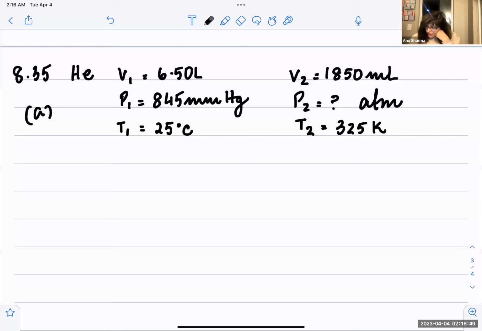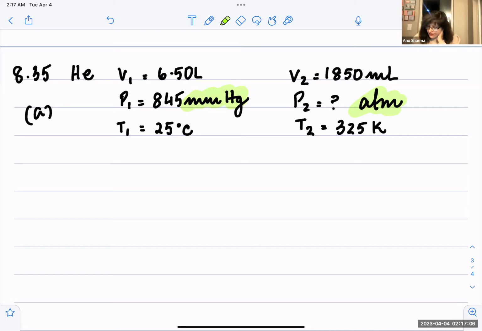Okay, so here I have written this. Now pay attention to a few things. Number one, you are given the pressure in millimeters of mercury, and they're asking you in ATM. So there's one conversion we need to do. We're going to convert the millimeters of mercury to ATM, so we get the final answer in ATM.